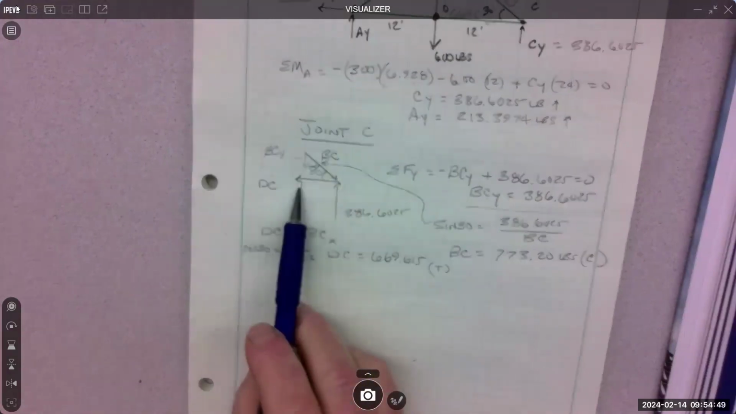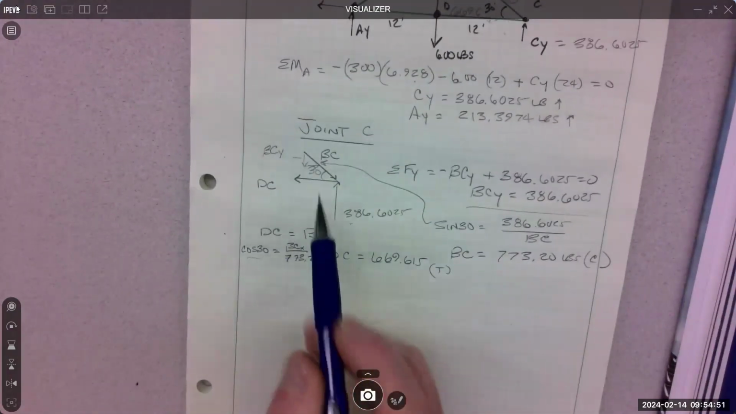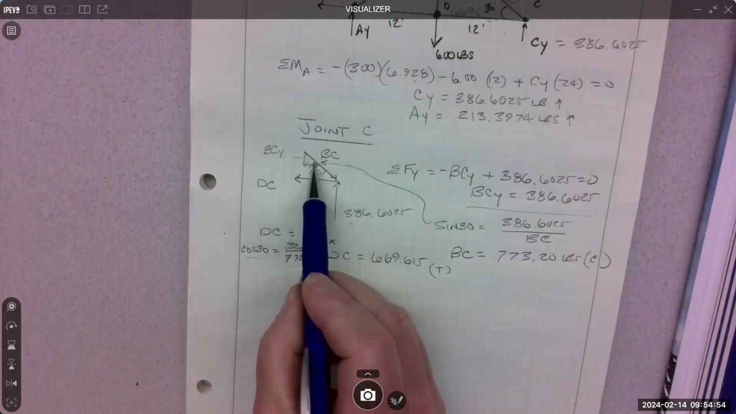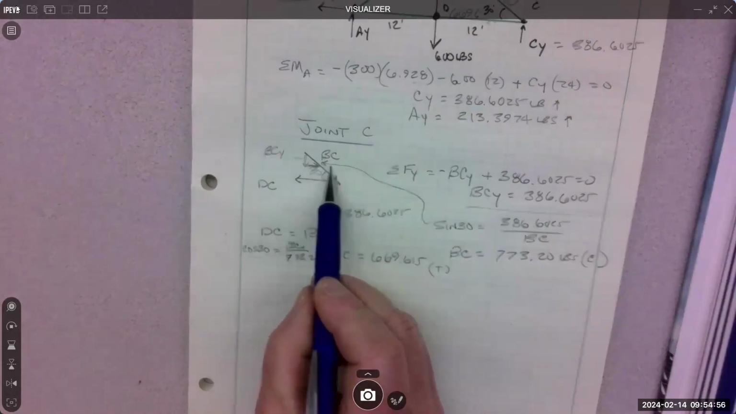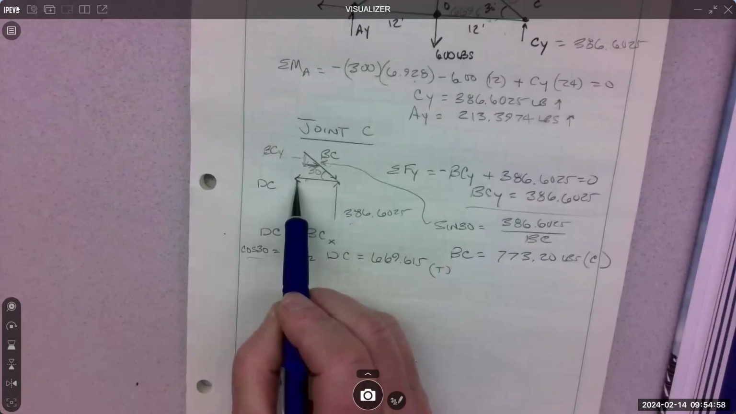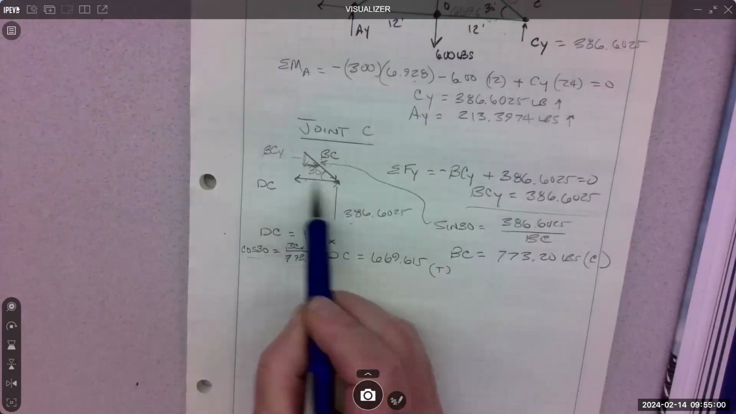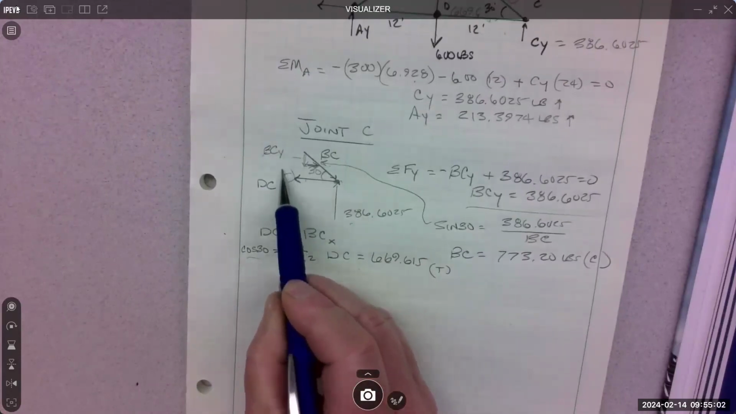DC is pointing away because BC comes down and over and points in. So BC is right effect, BC's got to be left effect. And if it points away from the point, it's tension.